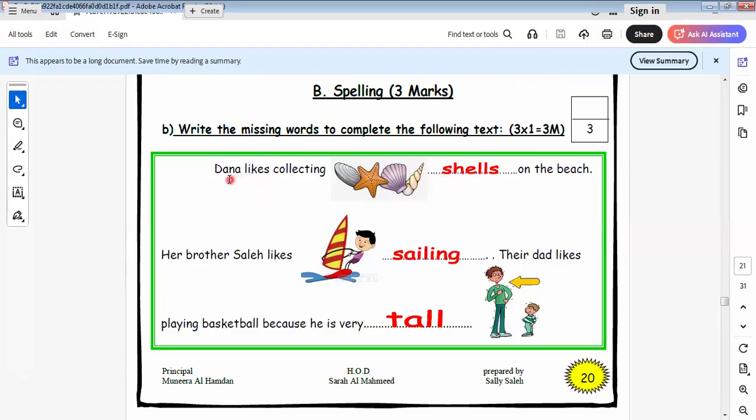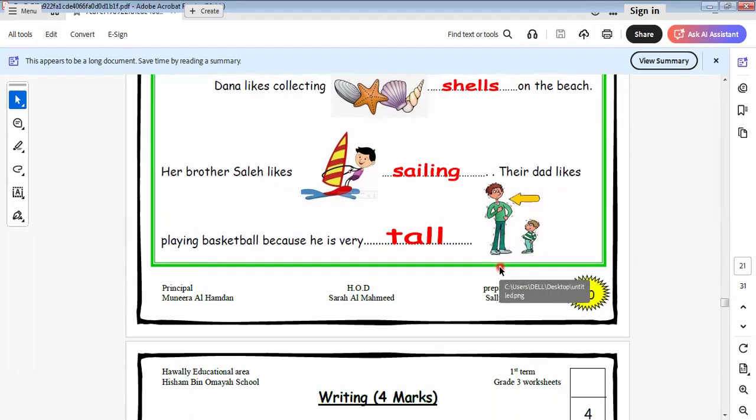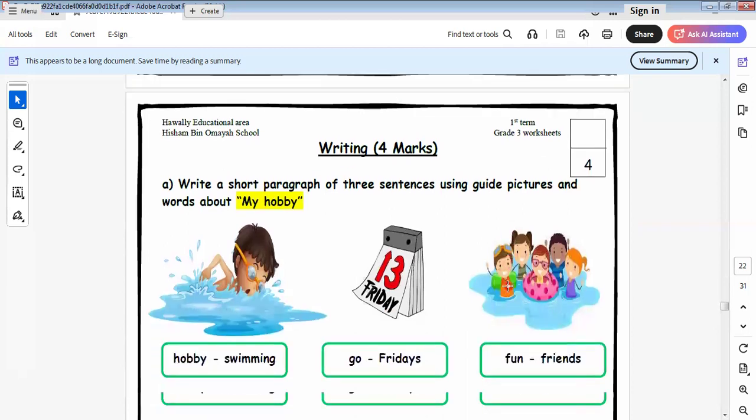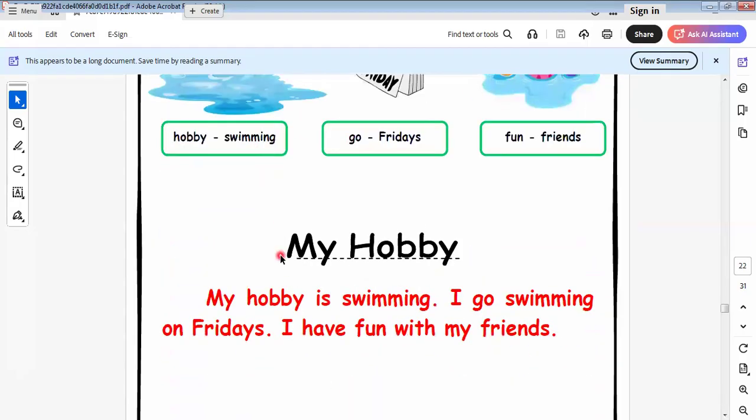Let's continue the rest of the exercise. Dana likes collecting. What are these called? Shells. His brother Saleh likes sailing. Their dad likes playing basketball because he is very tall. So basketball needs someone who is tall, because he throws the ball in the basket, so he must be tall to do this sport.